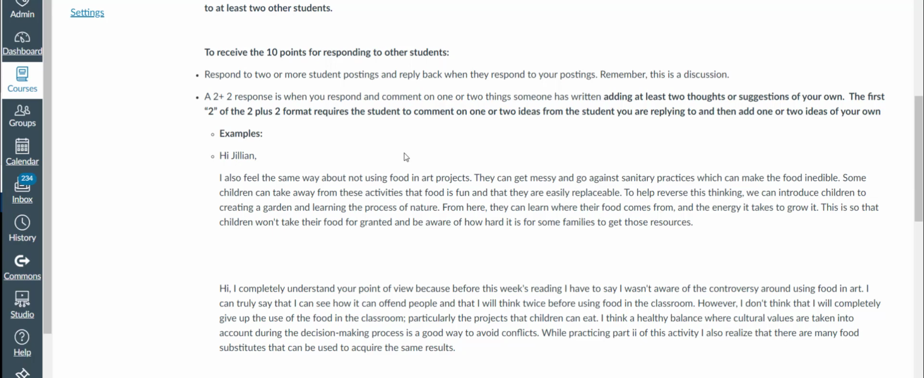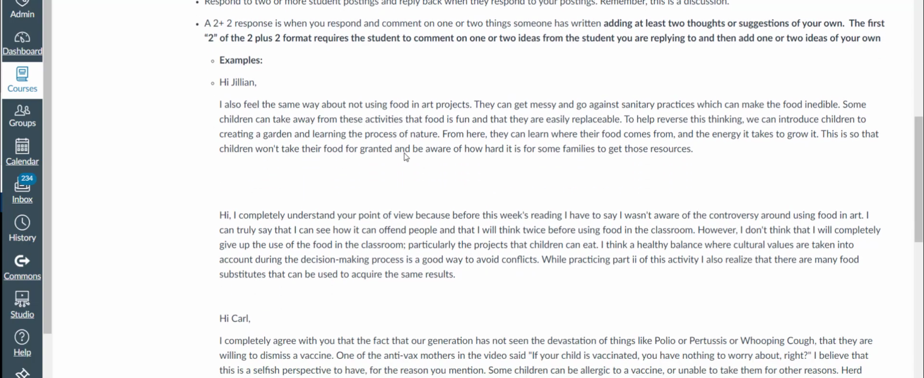So it's not, "I agree, great idea." That's not enough. You've got to comment on a couple of things that they've said. That's why we want nice long initial posts, so that people have something to comment on. You need to comment on a couple of things that person said in their initial post, and then add 2 thoughts. And so I have some examples.